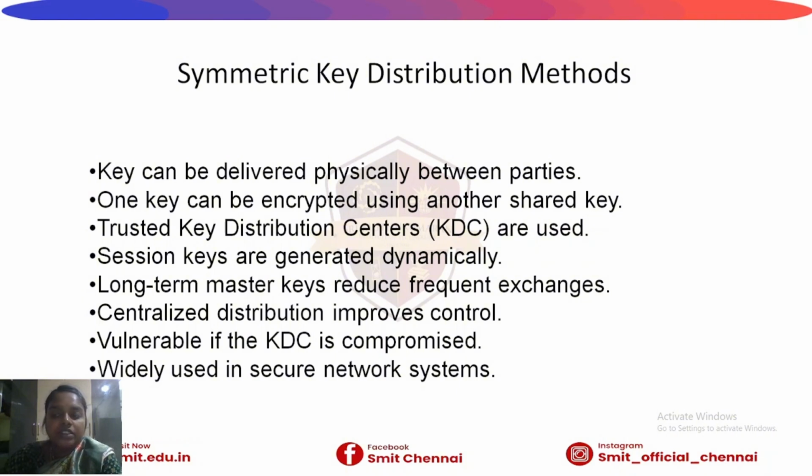The problems that arise in symmetric key distribution are secure initial key exchange, scalability when a large number of users are present, risk of key compromise, and secure storage of shared keys. These are the problems in symmetric key distribution. Symmetric key distribution follows the method of physical and manual distribution. The key is delivered physically through USB, smart card, or on paper. It is very secure, but it is not scalable and is impractical for networks.